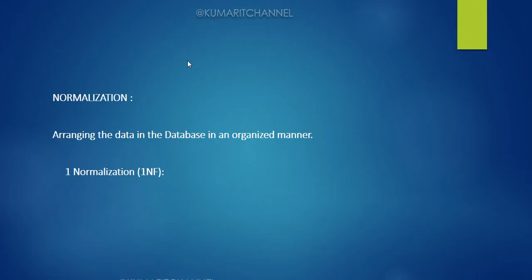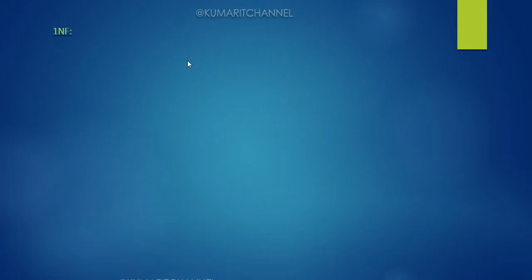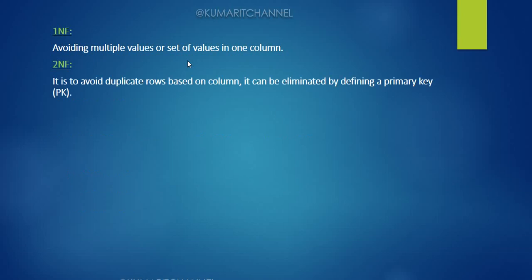We have Boyce-Codd normal form. There will be different normal forms, right? I don't want to go into that. So normalization forms: first normal form, second normal form, third normal form. And what is first normal form? Avoiding multiple values or a set of values in one column. That is first. Then what is second normal form? It is to avoid duplicate rows based on a column. It can be eliminated by defining a primary key, right?